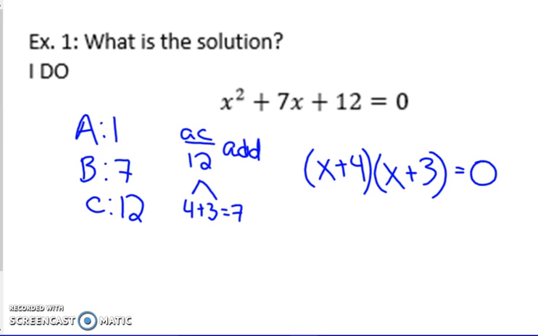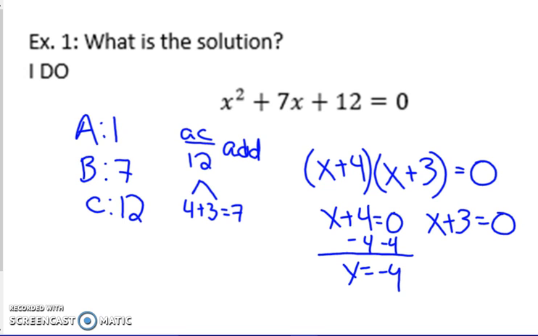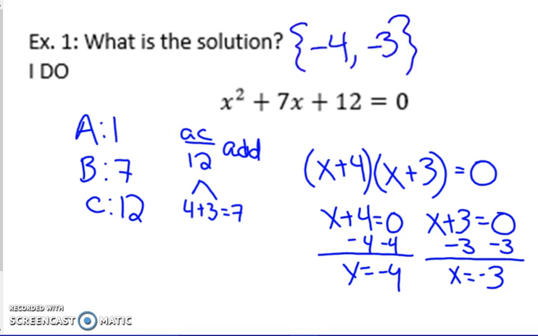Now, from here, this is where it becomes a new topic. You want to take each set of parentheses and set them equal to 0. So I'm going to take x plus 4 equal to 0 and x plus 3 equal to 0. Now you're just going to solve for x. I'm going to subtract 4 on both sides, and I get x equals negative 4. Over here, I'm going to subtract 3 on both sides, and I get x equals negative 3. That means my solutions to the problem are negative 4 and negative 3. In order to find my solutions, you have to set them equal to 0.